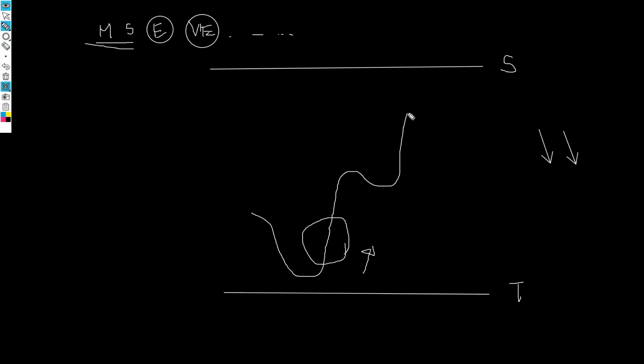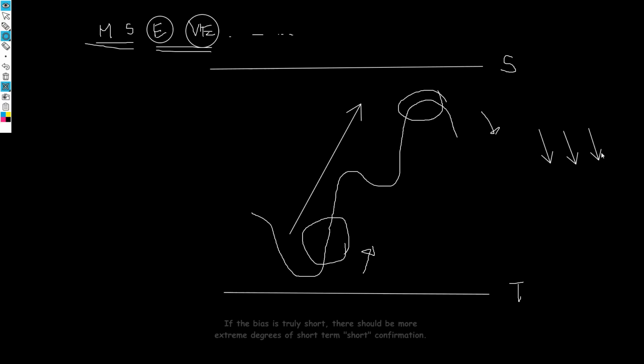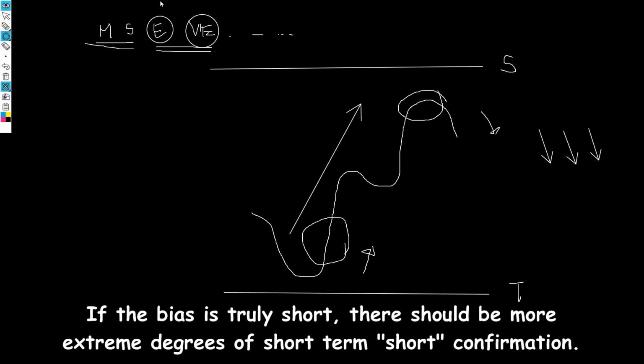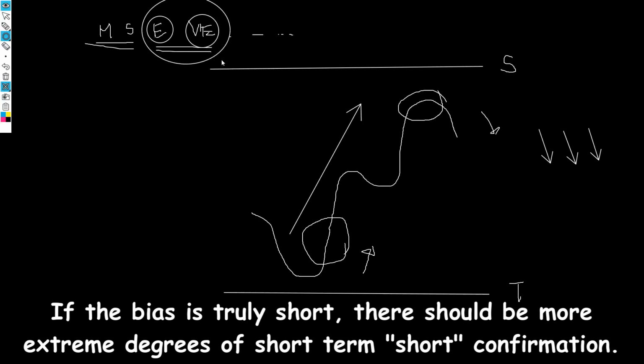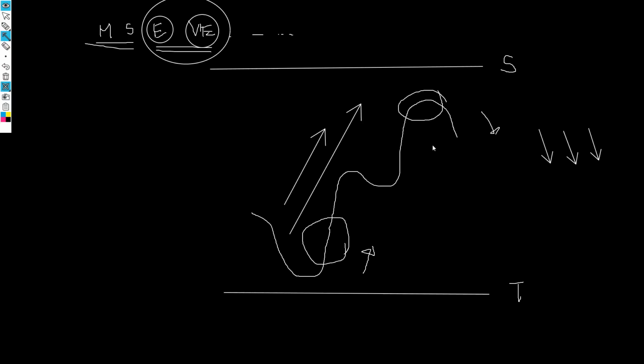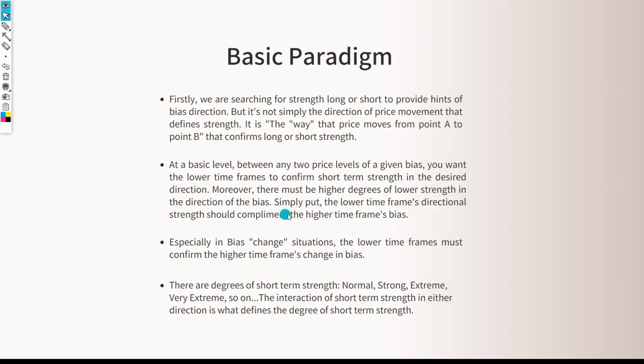And then as price comes up and then comes down to these levels, we want to see confirmations on the right side of this scale that show extreme or very extreme short-term short strength. Because even if price is moving up in a short bias, if the bias is truly short, there should be more extreme degrees of short-term short confirmation, again, even as price is going up. Okay, so let's finish that paragraph. Simply put, the lower time frame's directional strength should complement the higher time frame's bias.